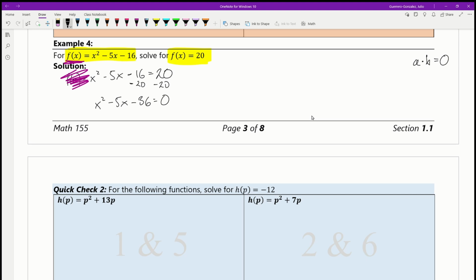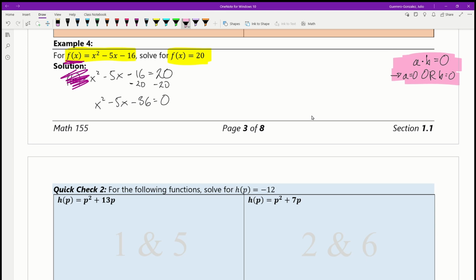So if you have a product, if you have an A times a B, and it's equal to 0, then either A is equal to 0 or B is equal to 0. It's got to be one or the other.